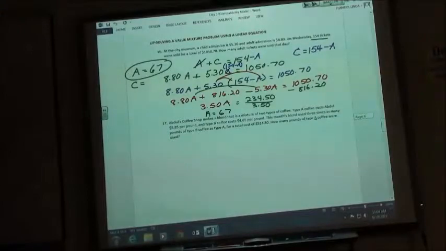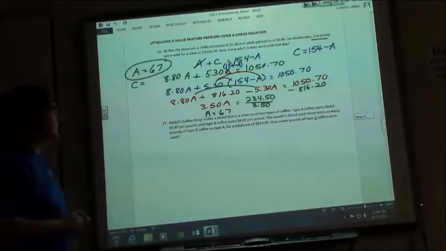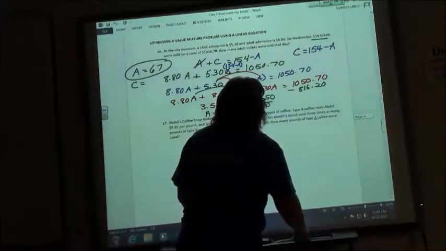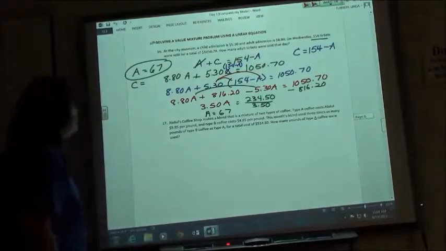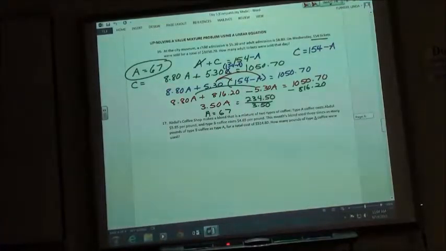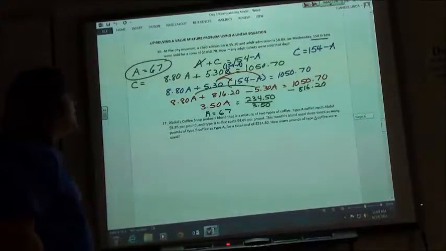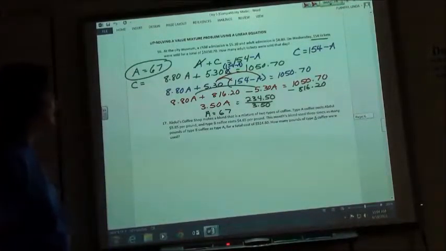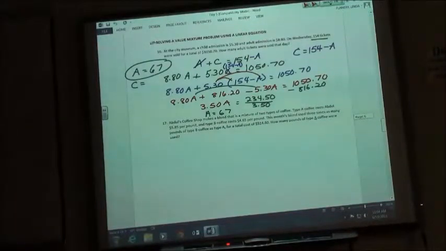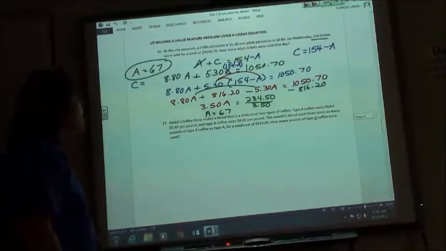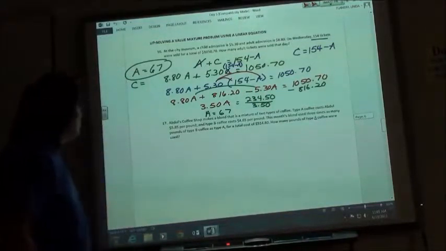So number 17. Abdul's coffee shop makes a blend that is a mixture of two types of coffee. Type A coffee costs Abdul $5.85 per pound. Type B coffee costs $4.65 per pound. This month's blend uses 3 times as many pounds of type B coffee as type A coffee, for a total cost of $514.80. How many pounds of type A coffee were used?